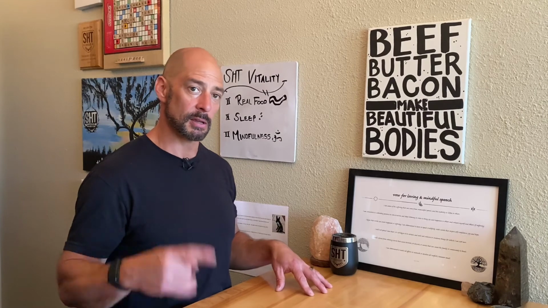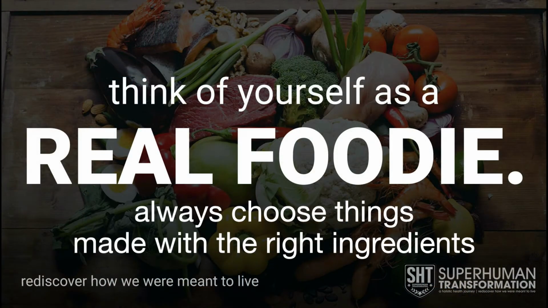All right, and then we have our sugar rule, and then again, we always want to avoid wheat, corn, and soy to the best of our abilities. So now that we understand the impact of toxins, damage to the body, depleting of nutrients, we want to minimize toxins. One of the first steps that we want to do when we become a real foodie or move into this SHT way of eating is we want to start to choose things made with the right ingredients.